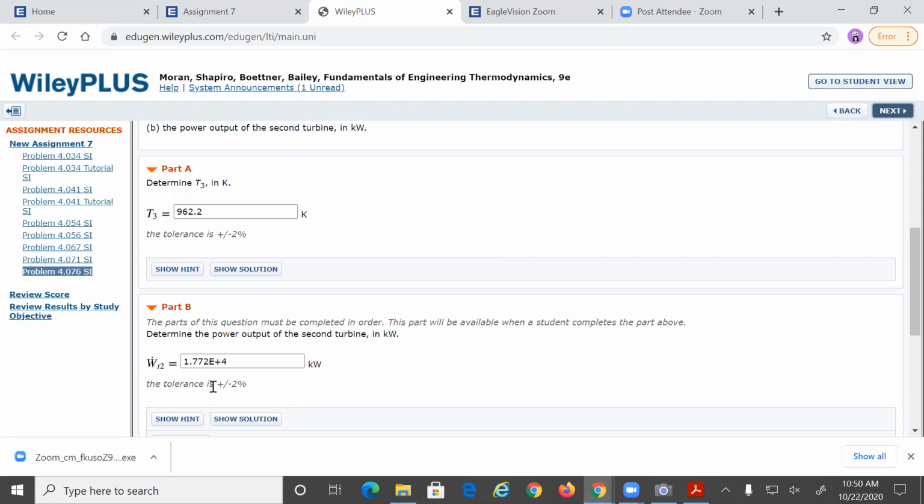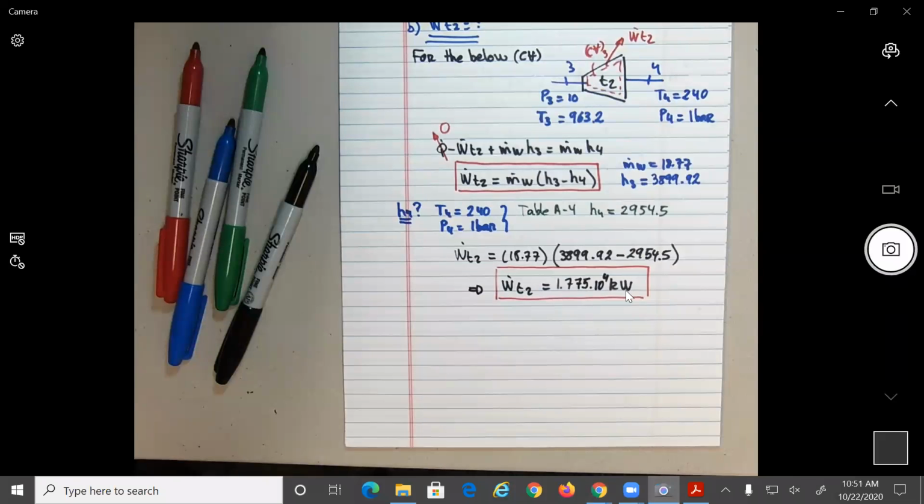Do we get exactly that or do we get something different? 1.774, 1.775. 1.775, 4? Okay. Is that correct or it's not? Okay. So basically, I'm just putting what you give me here, 1.775 times 10 to the 4 kilowatts.